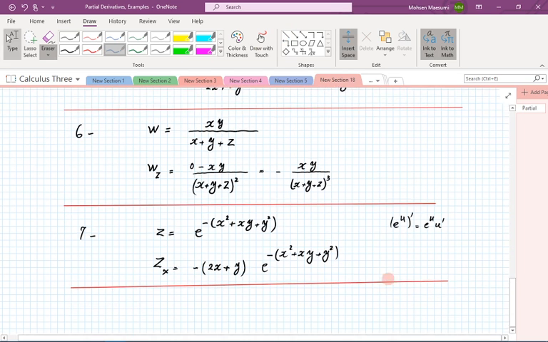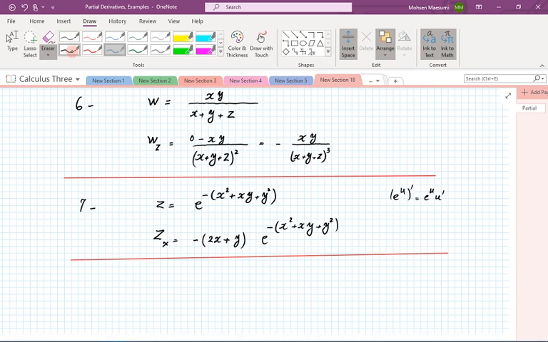Let's do one last one of these things. Say problem 8. Here z is equal to say exponential of x tangent of y.